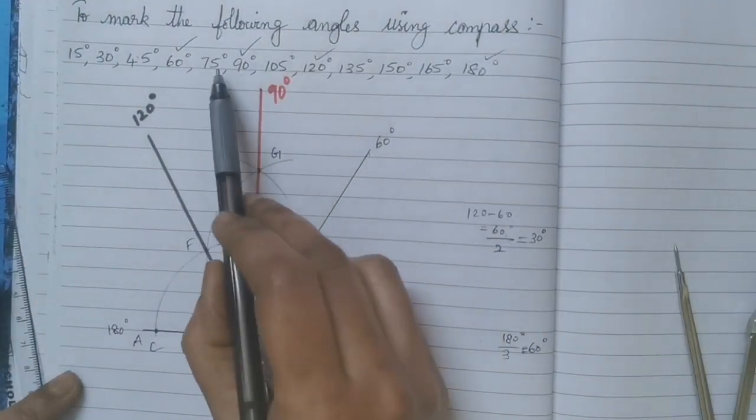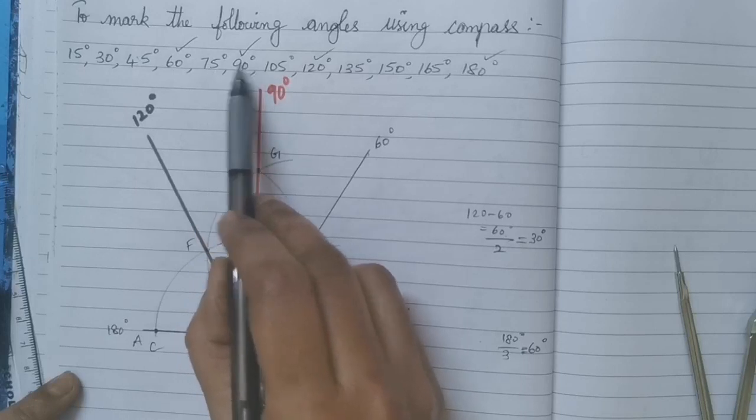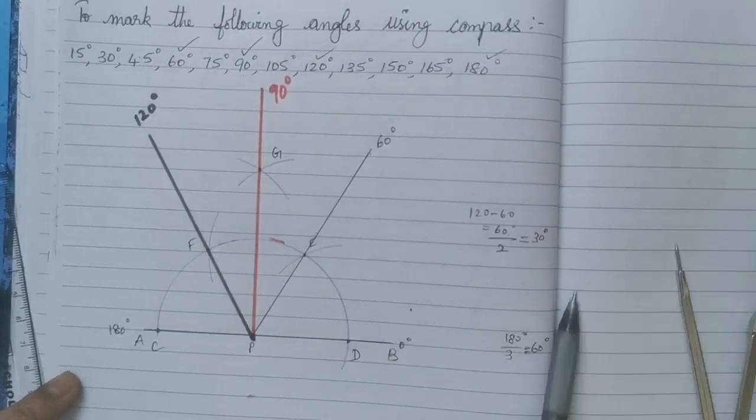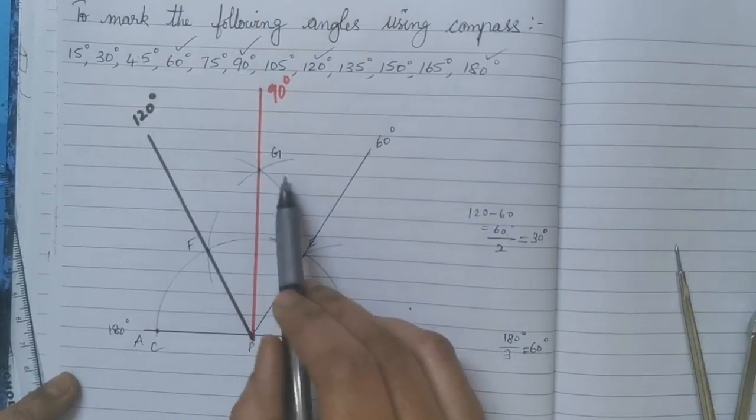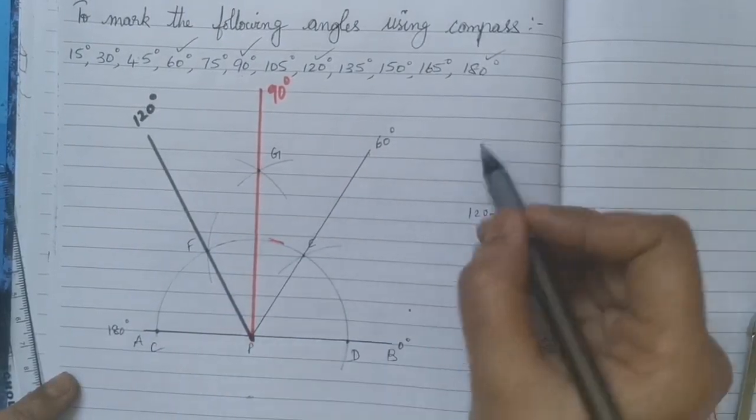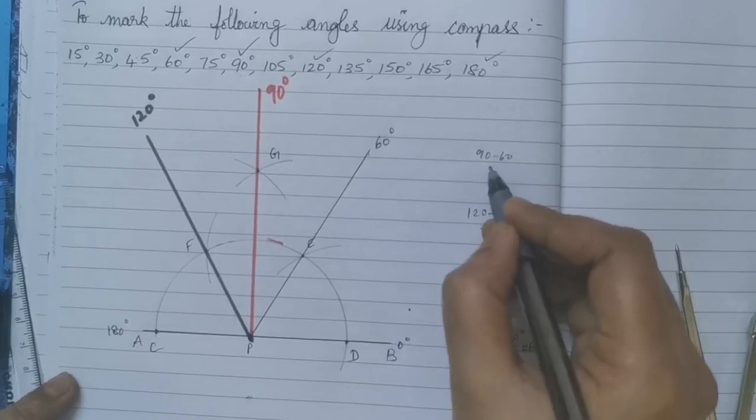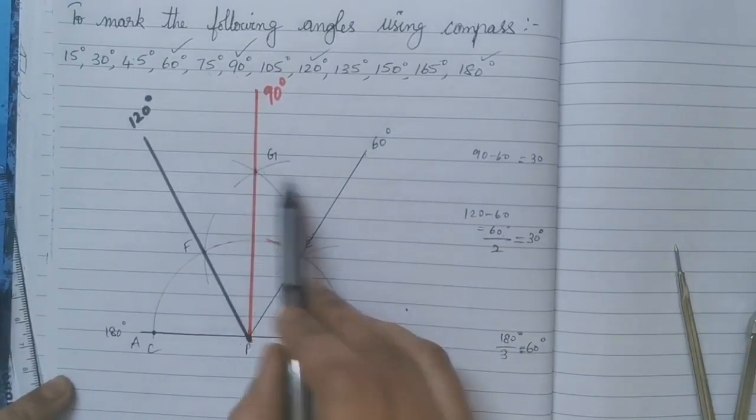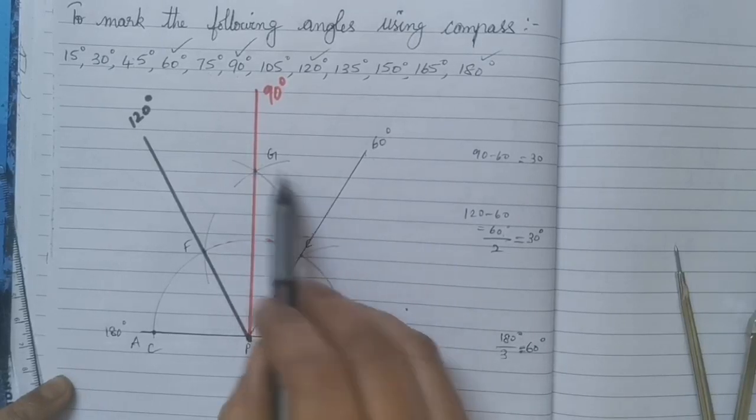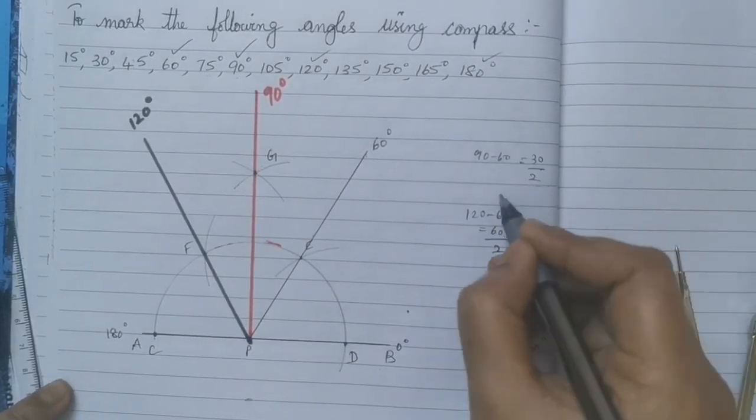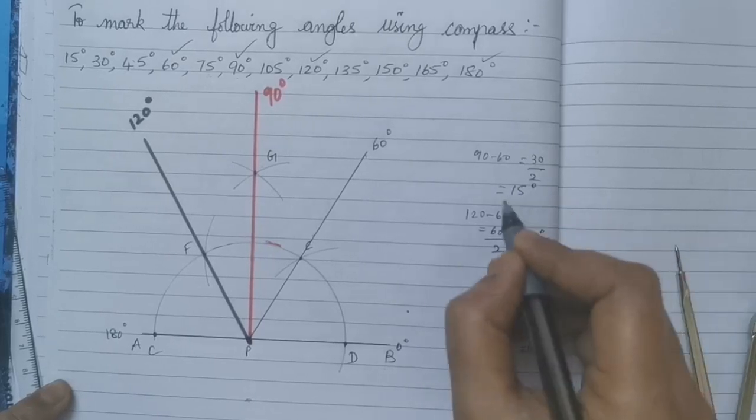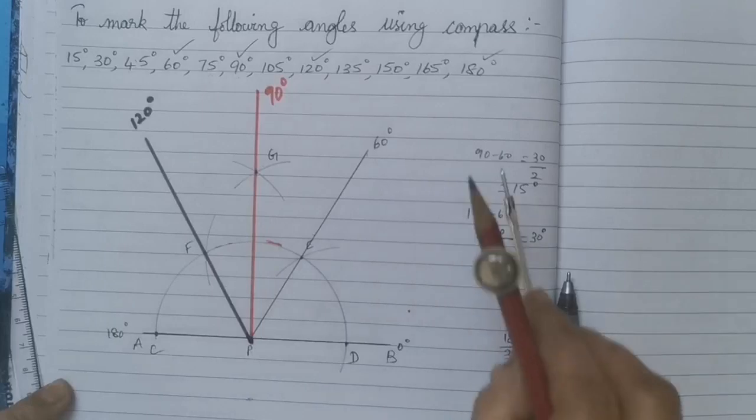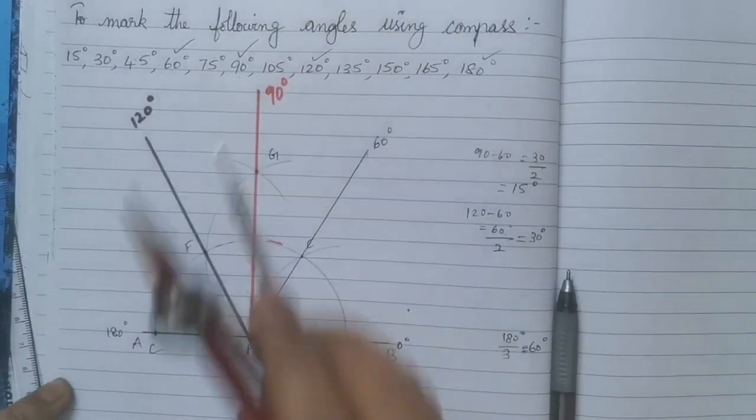Now to get 75 degree, 75 degree lies between 60 and 90. So we have to check how many angles lie between 60 and 90. So 90 minus 60 is 30. So 30 degrees are there in between 60 degree and 90 degree. So when we divide that 30 degree into 2, each part formed will be 15 degree. So now we will divide the part between 60 degree and 90 degree.